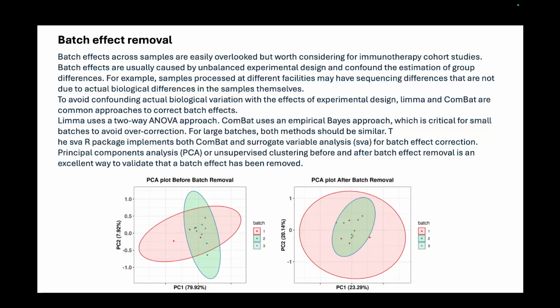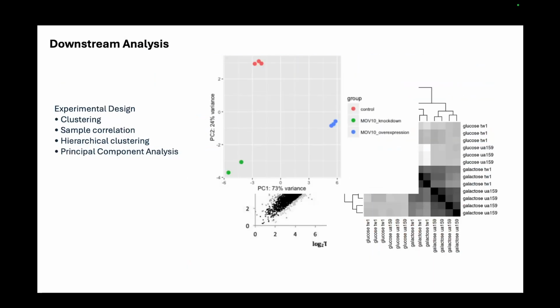But it might not happen due to sequencing errors or due to batch effect. So that can be done. That can be removed using limma, which is a two-way ANOVA approach. And you can use the empirical Bayes approach using ComBat as well. So these are basically your regression models, which scale your data up and down depending on how much batch effect there is. And after that, you do downstream analysis.